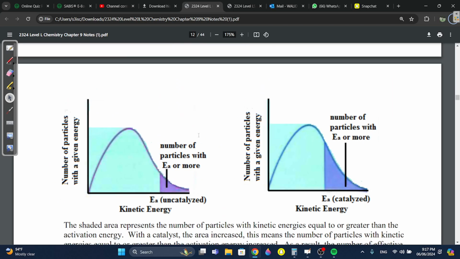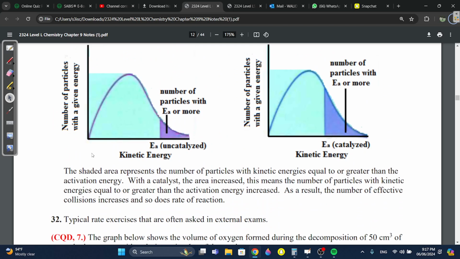So here, for example, the shaded area represents the number of particles with kinetic energies equal to or greater than the activation energy. With a catalyst, the area would have increased. This means the number of particles with kinetic energy equal to or greater than the activation energy increased. This is important. As a result, the number of effective collisions increases, and so does the rate of reaction.